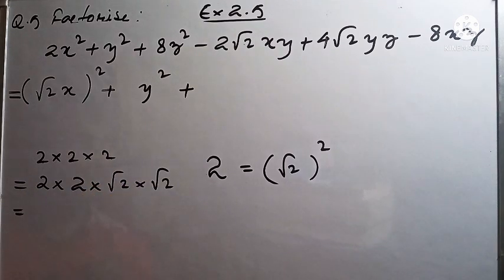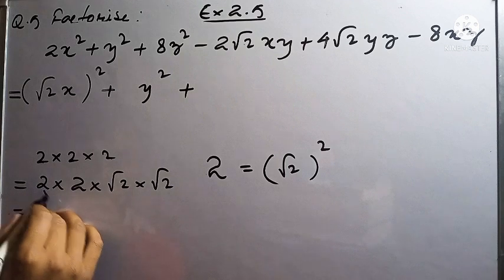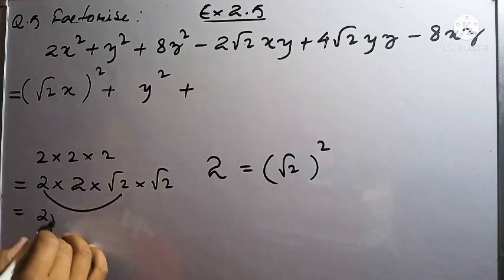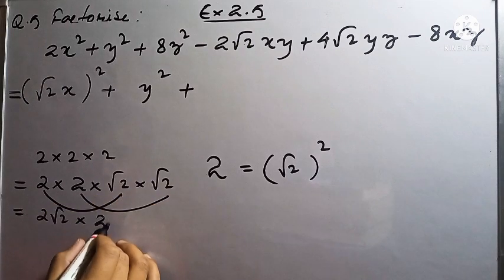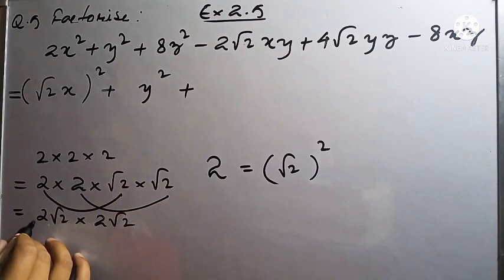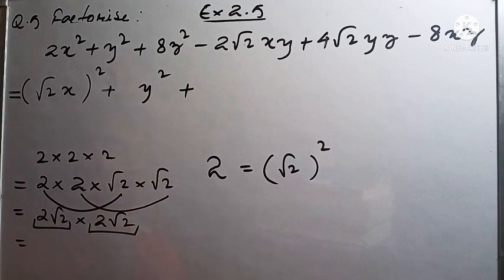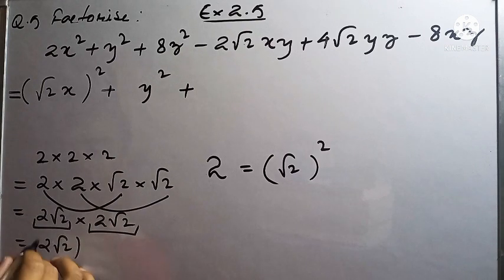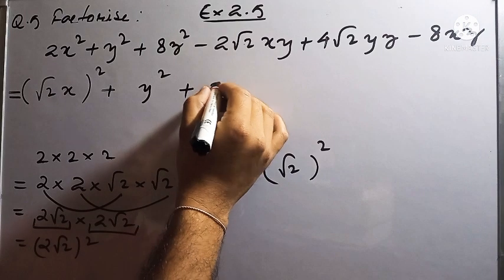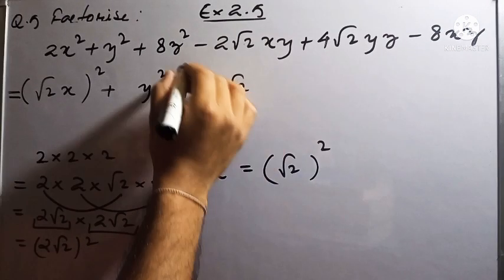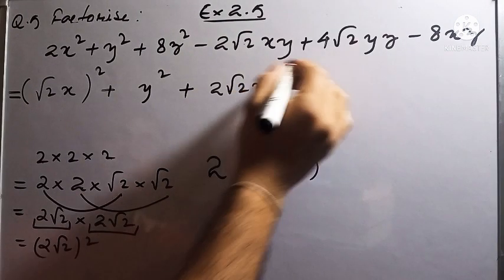So in the next step, let me make it like this. 2 and root 2 as a group. 2 into root 2. Remaining 2 into root 2. Now 2 root over 2, 2 root over 2. How many times? We have 2 times again. So you can write 2 root over 2 whole square. Now what I mean is, in place of this 8z square, you can write 2 root over 2 z whole square.